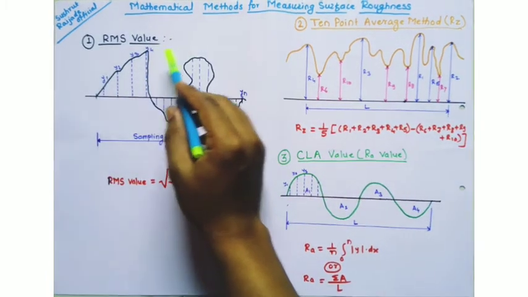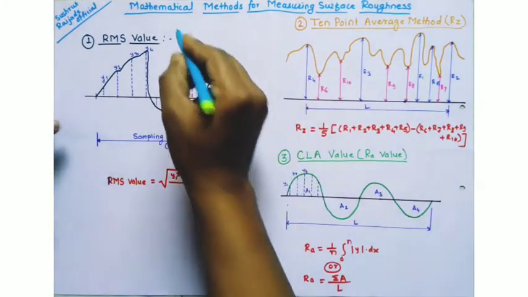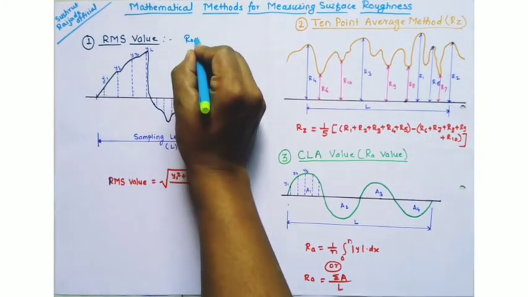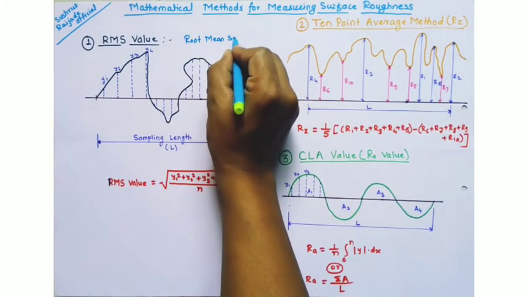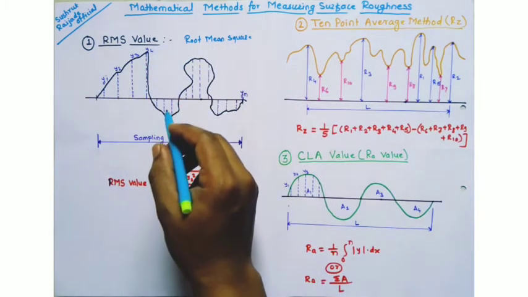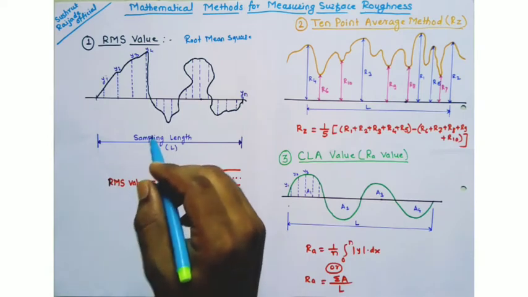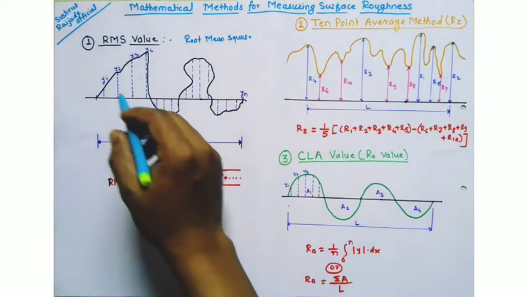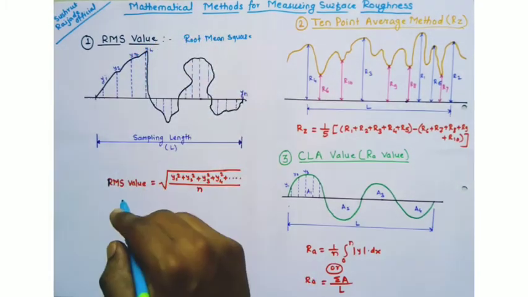RMS value is defined as root mean square. Root mean square value can be defined as the square root of the arithmetic mean of the values of the square of ordinates from the mean line.